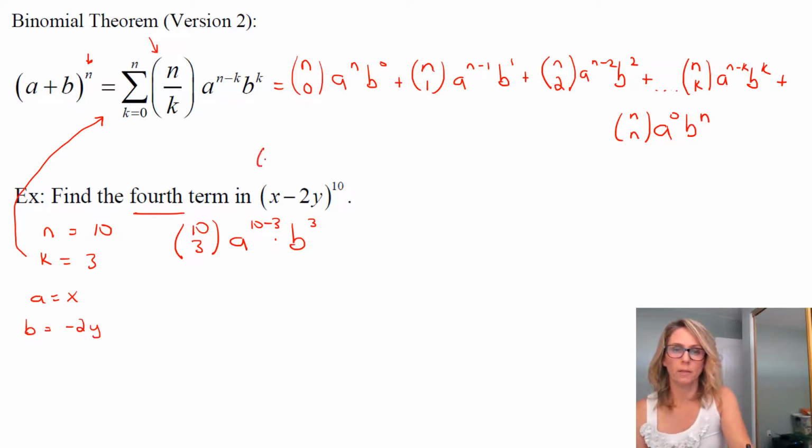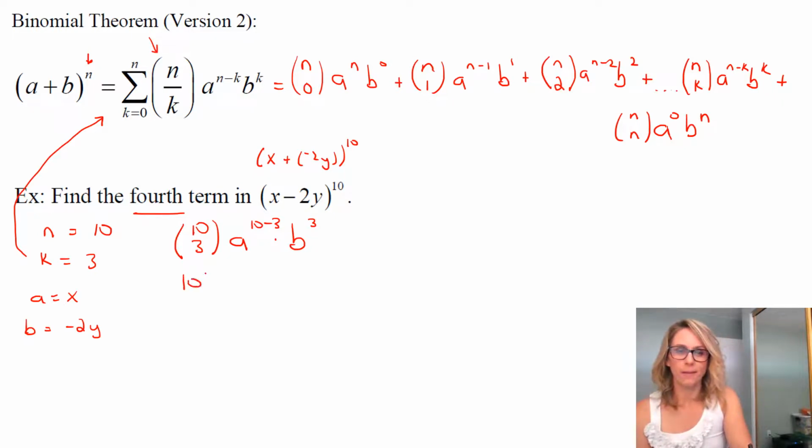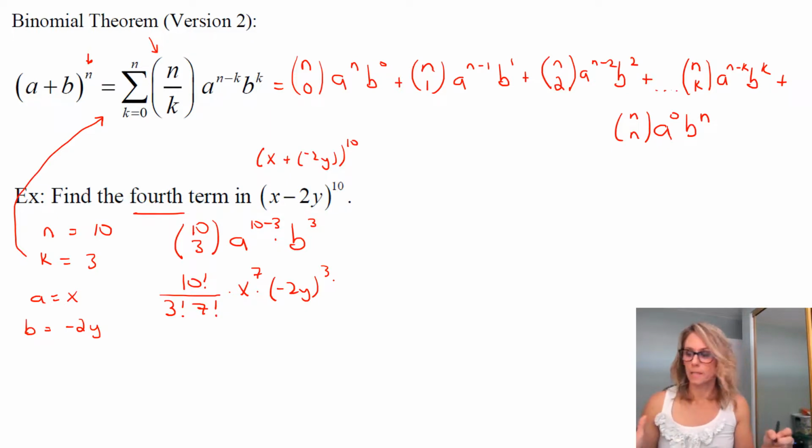So don't forget that based on the binomial theorem, we want to look at this like this so that we have the correct a and b. So remember that n choose k is going to be n factorial over k factorial times n minus k factorial. That will be multiplied by a to the 7th and b to the 3rd. And this is it. I mean, we need to simplify it, but this is it.